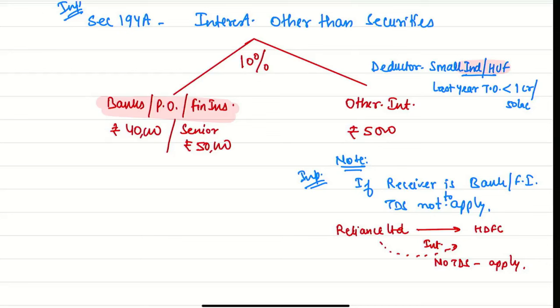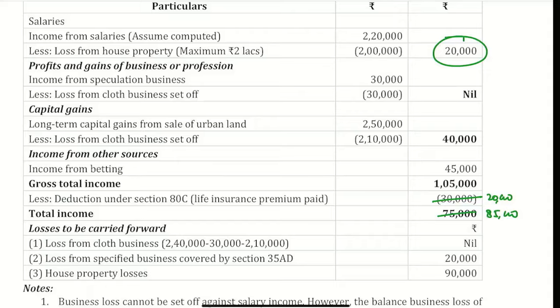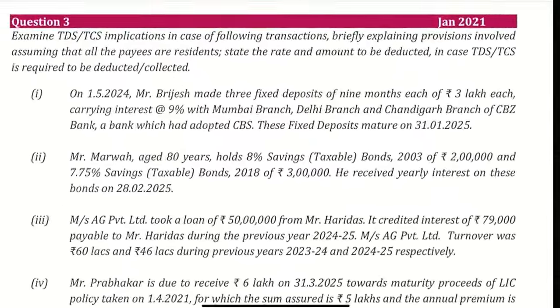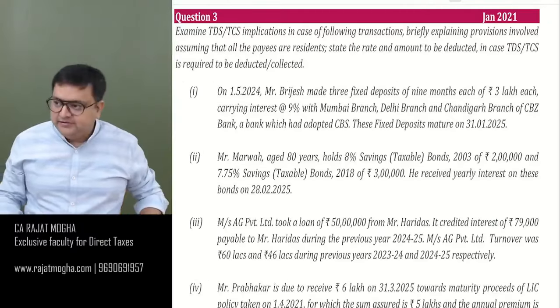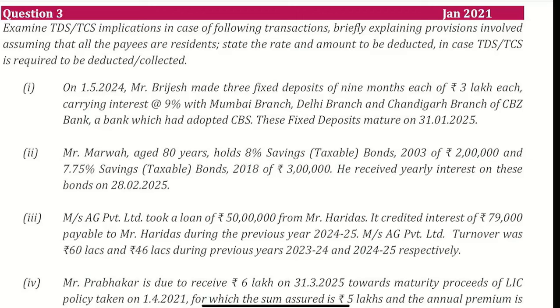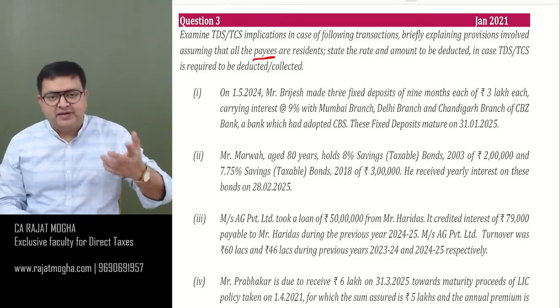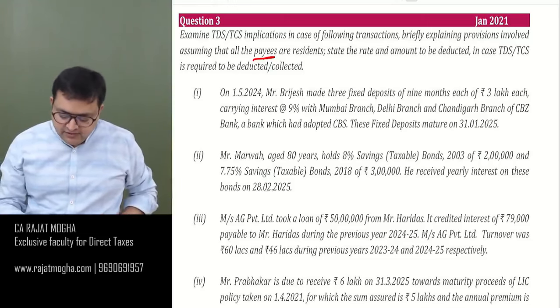Very good. Look at this question. It says, examine TDS TCS implication in case of following transactions. Briefly explain provisions involved, assuming that all payees are resident. Payee means receiver. Payer means the person who pays.